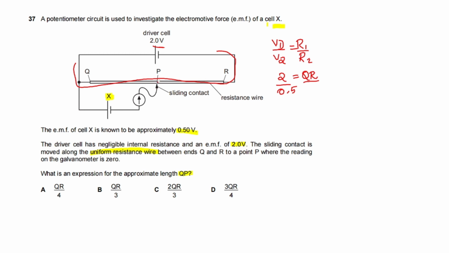If the galvanometer is showing a 0 reading, it means that there is no current drawn. So the voltage of this unknown cell is distributed throughout this length, right? The length is QP here, and you need to find this QP value. So rearranging, QP is equal to QR divided by 2 and multiplied by 0.5, which is 1 by 2. That is QR divided by 4. So option A is the answer.